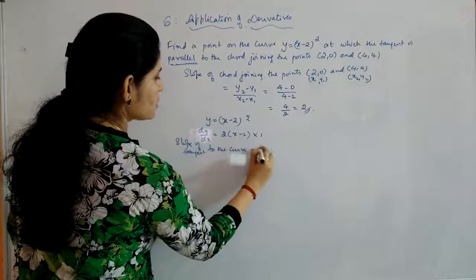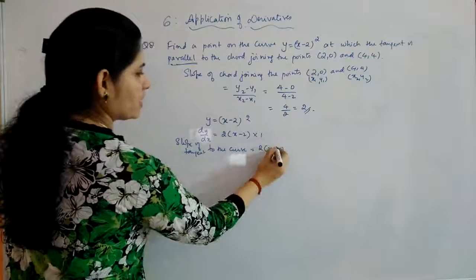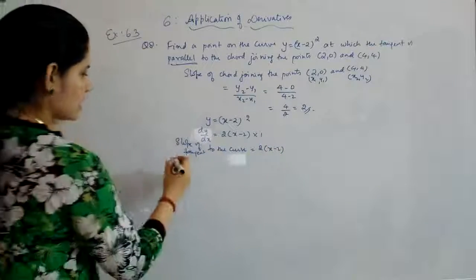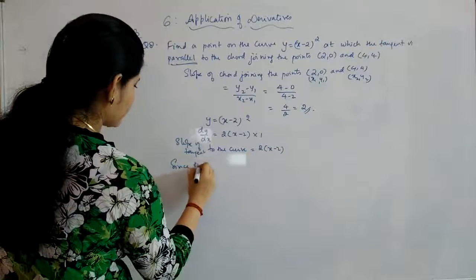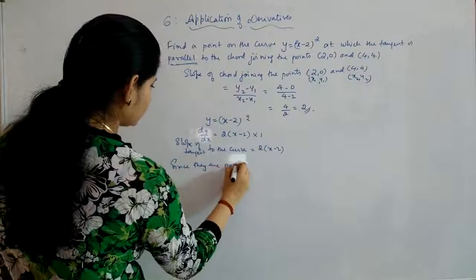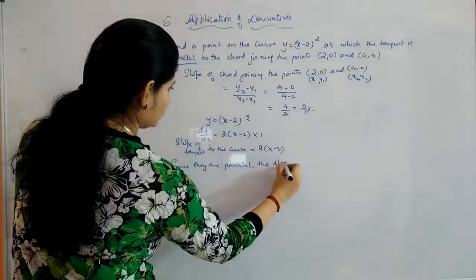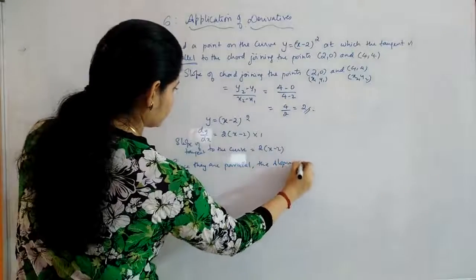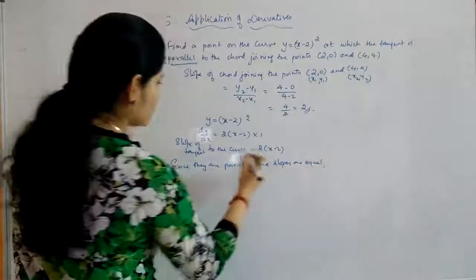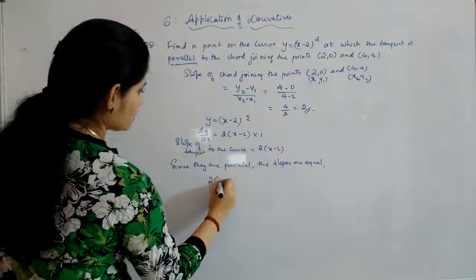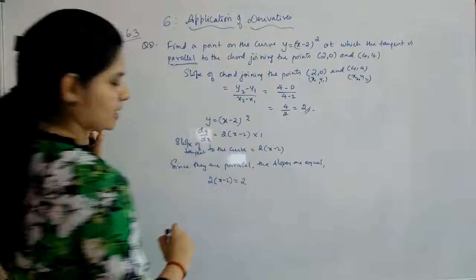The slope of the tangent to the curve is equal to 2 into x minus 2. Now you can equate this, since they are parallel, the slopes are equal. So you will have 2 into x minus 2 is equal to 2.